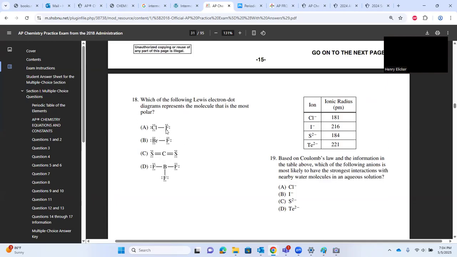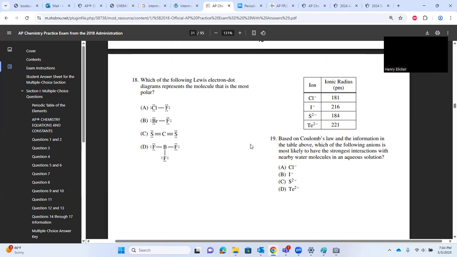Then between A and B, well, bromine is actually less electronegative than chlorine. So there's a bigger difference in electronegativity between bromine and fluorine than there would be between chlorine and fluorine. So it's going to be B. That's the most polar, the biggest electronegativity difference. Remember, electronegativity is like how well they hold on to their electrons. Fluorine is a hog, it pulls them towards itself in the bond.